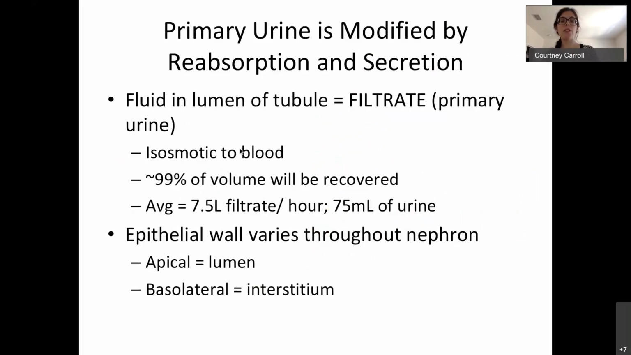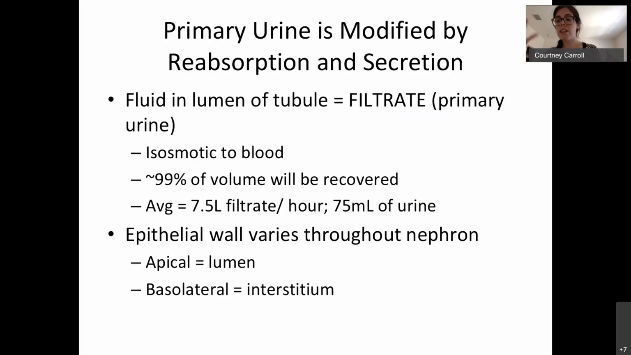Okay, so that primary urine, known as filtrate, is modified by two processes, reabsorption and secretion. The fluid that is in the lumen of the tubule, the fluid that's in our nephron tubule, we call the filtrate. You can also see it referred to sometimes as primary urine. And at the beginning, it is isoosmotic to blood. So it has the same osmolarity as blood does.